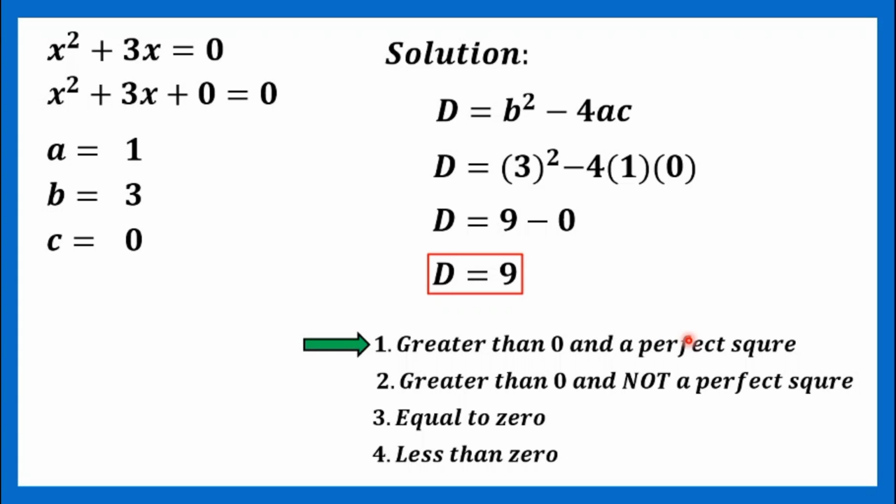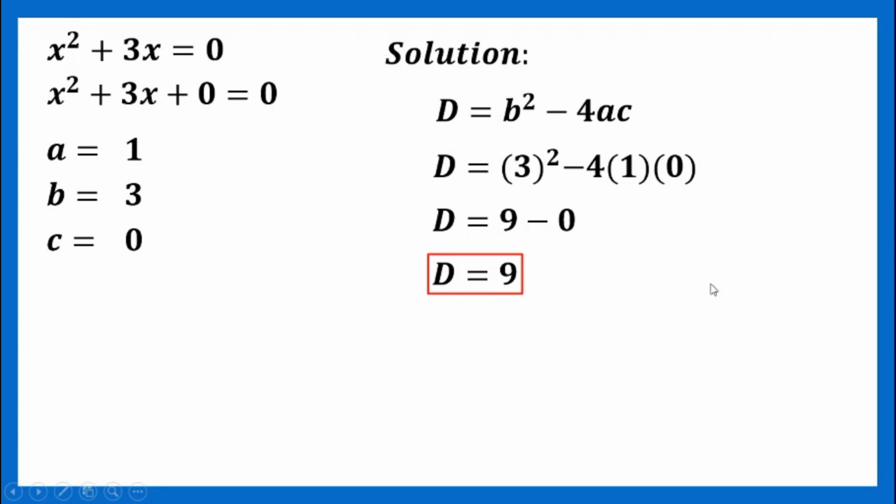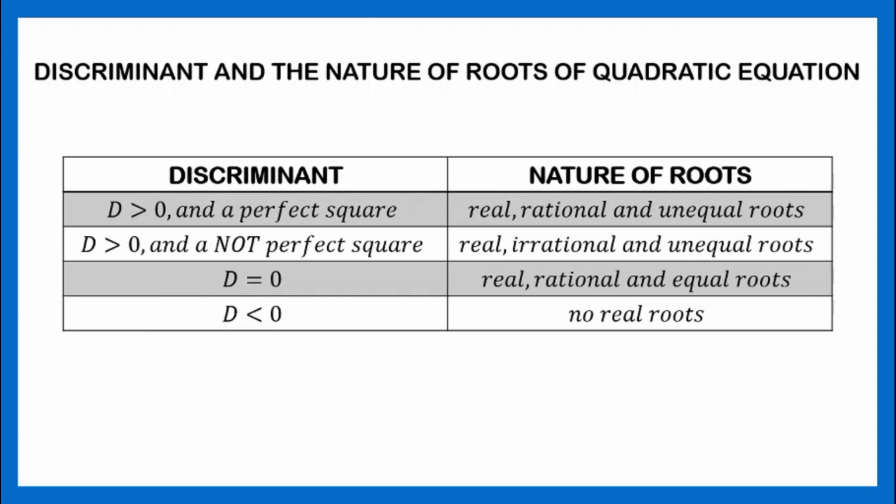Bakit perfect square? Kasi nga po ang 9, makakaisip tayo ng integer na kapag minultiply sa sarili, ang sagot ay 9. And that is 3 and negative 3. Diba? 3 times 3 ay 9, negative 3 times negative 3 ay 9. So, pasok siya dito. Now, ano naman kung pasok siya dito? After mong malaman na dito siya magfo-fall, titignan natin ngayon dito.